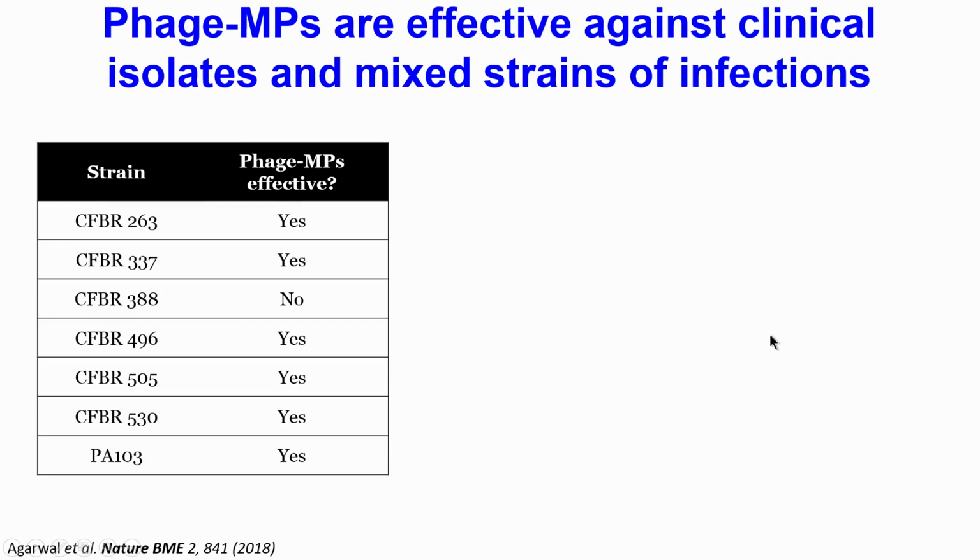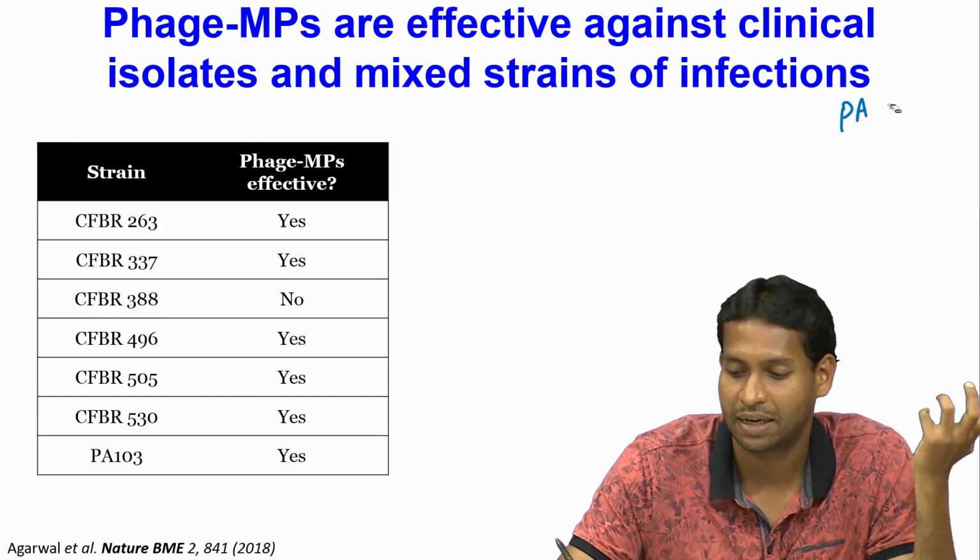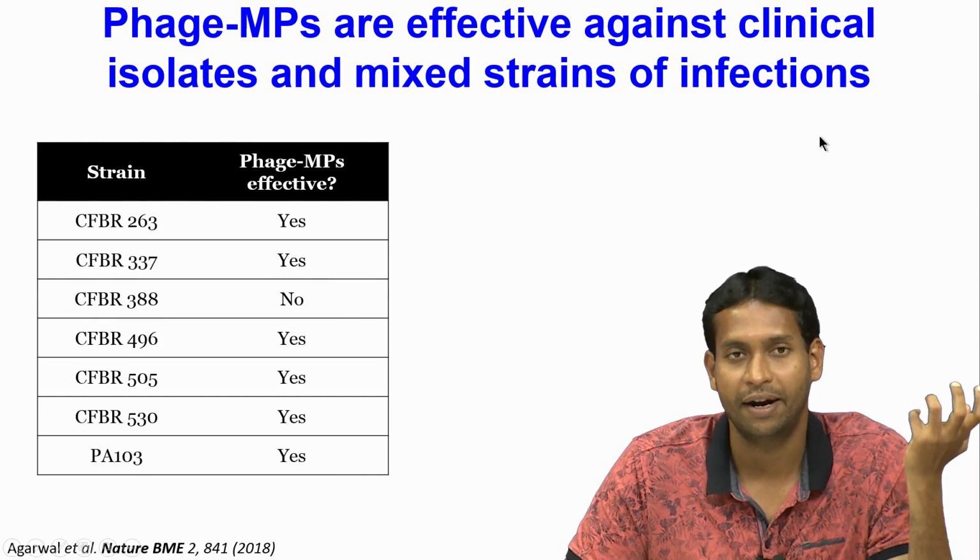Then they wanted to see whether something like this is going to work on clinical strains. I said the authors initially used the lab strain, that was PA01. Lab strains are good to do your optimization, but obviously the clinical strains are much more virulent and much harder to treat.